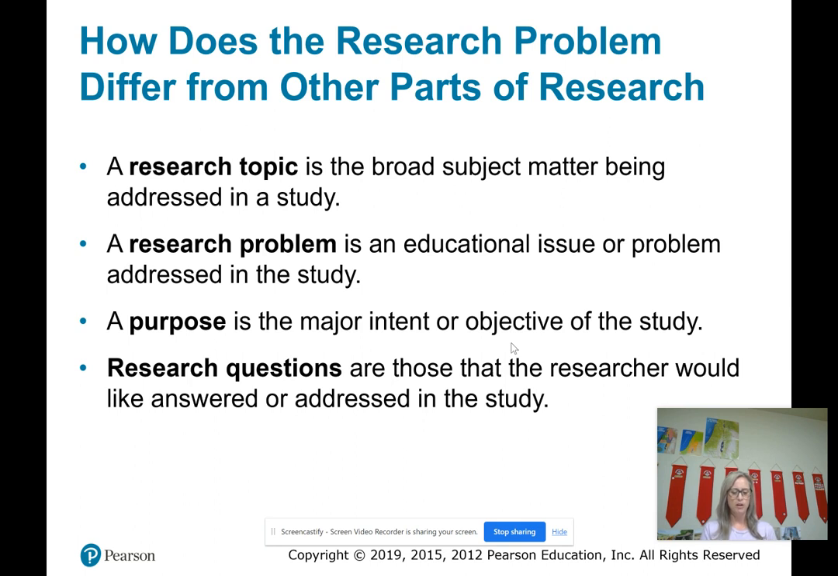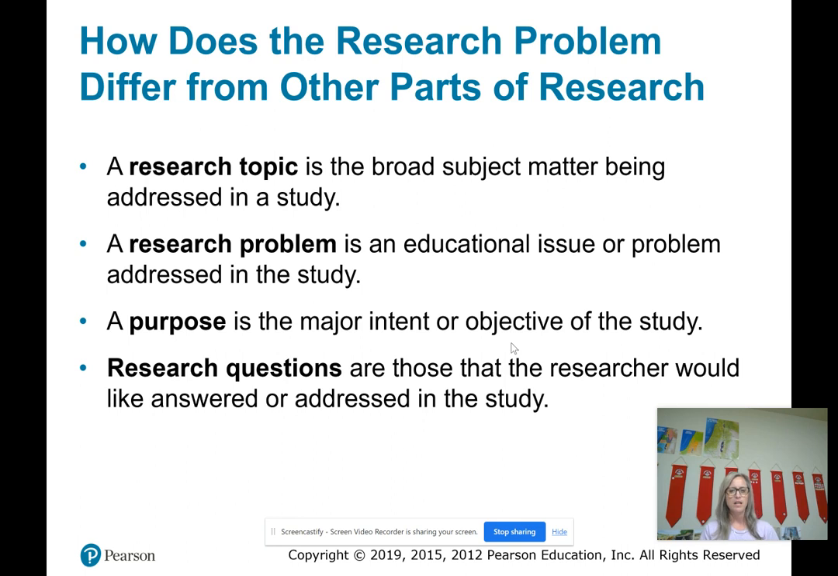Okay? Research problems are different from the purpose or intent of the study. This is located in the purpose statement section. The research purpose is used to address the problem of the study. So that's the purpose of the study.